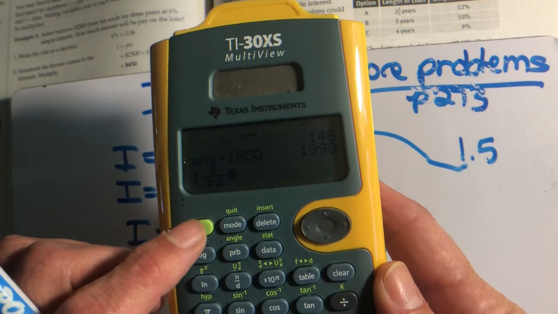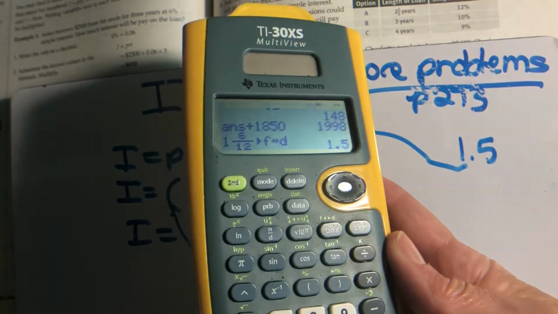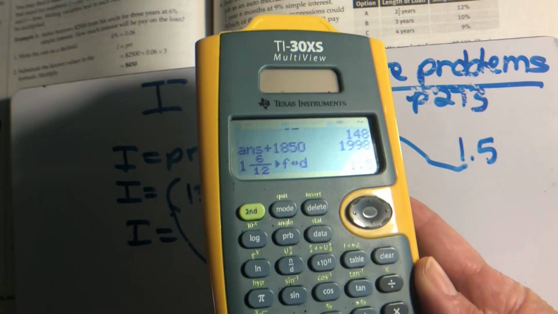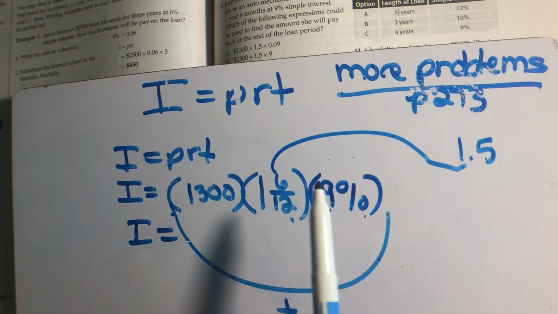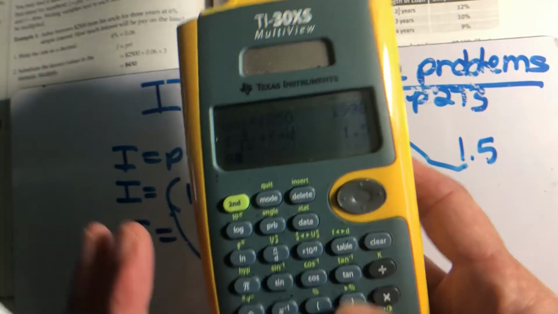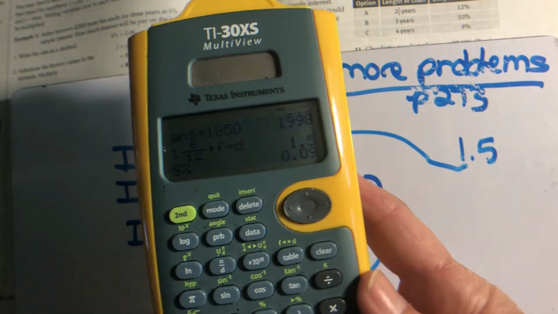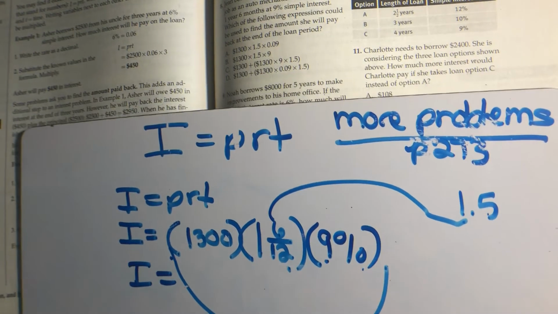Okay, then we're going to say second F to D, enter. And there's your 1.5. F to D stands for fraction to decimal. All right, and if the 9% to the 0.09 bothers you, then do what I showed you on the calculator, second percent sign, and then just hit enter, and there's your 0.09. Okay, but hopefully you can make the connection.